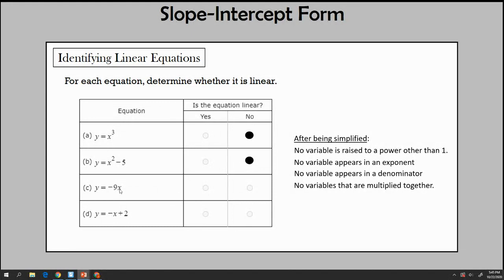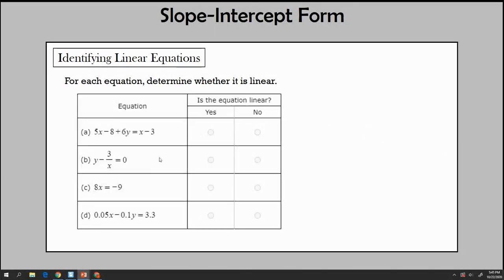This one, y equals negative 9 times x. Okay, well, my variables are both to the first power. I don't have a variable in the denominator. I don't have a number raised to a variable power. They're not multiplied together. Yep, that's linear. D, same thing. Variables are both to the first power. There's no variable as an exponent, nothing in the denominators, not multiplied together. Yes, that's linear. And that's all we're looking for. Go through our checklist, make sure it meets the requirements.